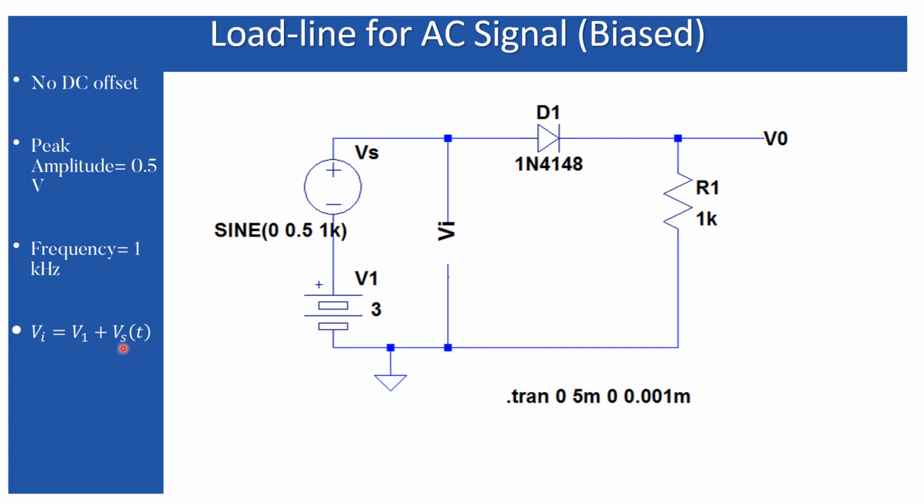When Vs attains its positive peak, which is 0.5, that will be V1 plus 0.5, or equivalently 3.5, and when it attains its negative peak, that means minus 0.5, that will be 3 minus 0.5, or equivalently 2.5. Let's see.